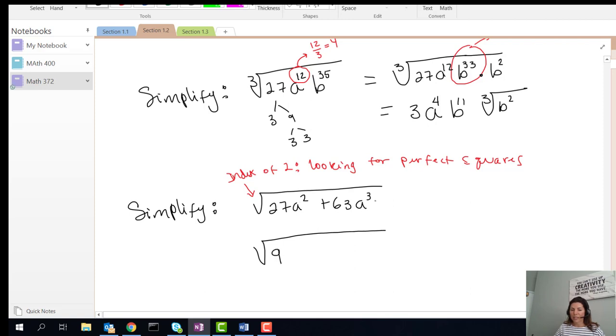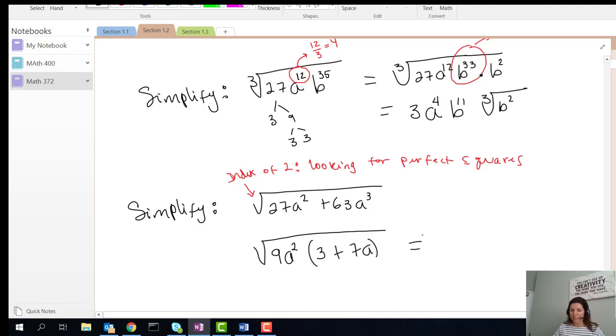And then a squared goes into a cubed, so we can take a squared out, and that's a perfect square as well. So what are we left with? From 9 to make a 27, I need a 3, in the a squared. I factor it out. Plus 9 times what gives me 63, and that'll be 7. In a squared, to get an a cubed, I need another a.